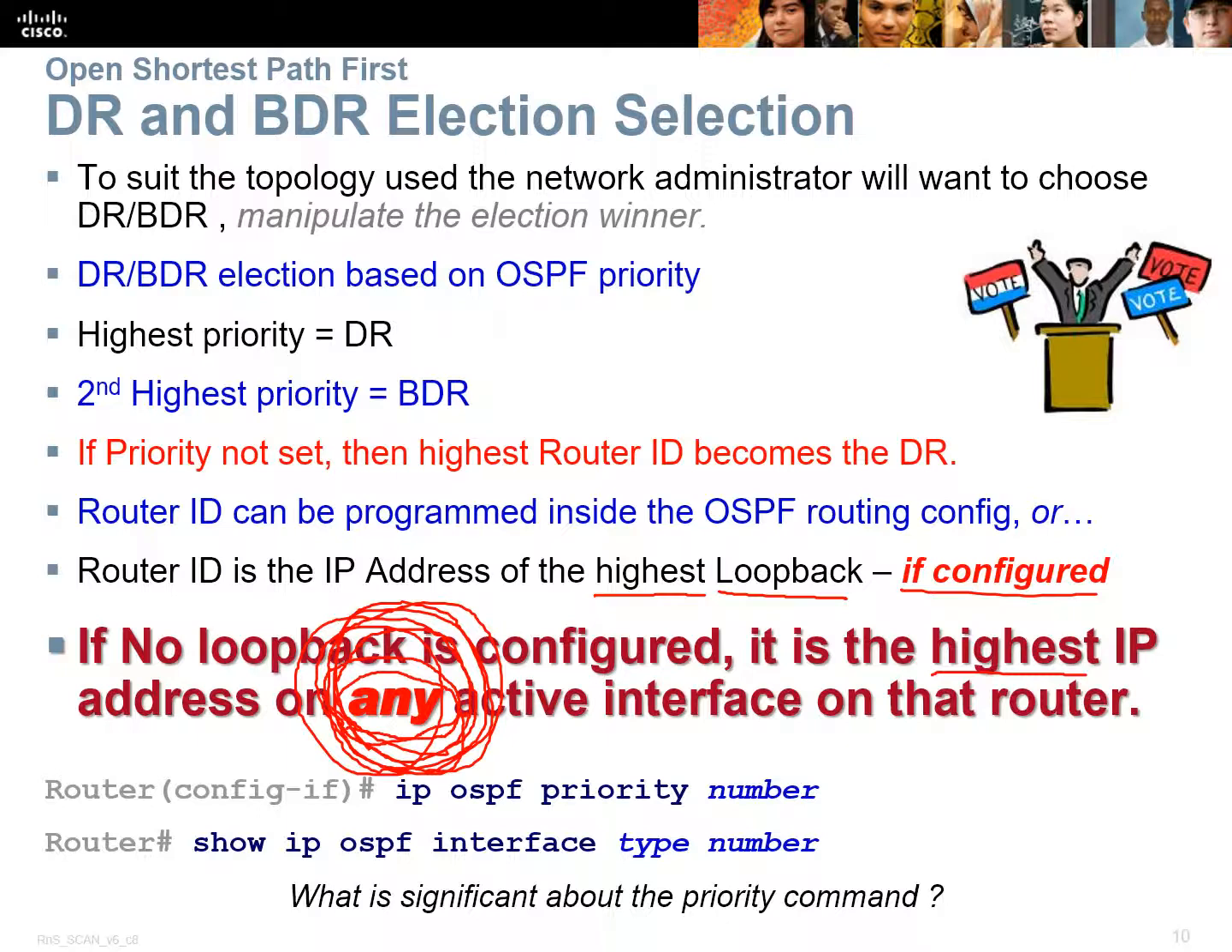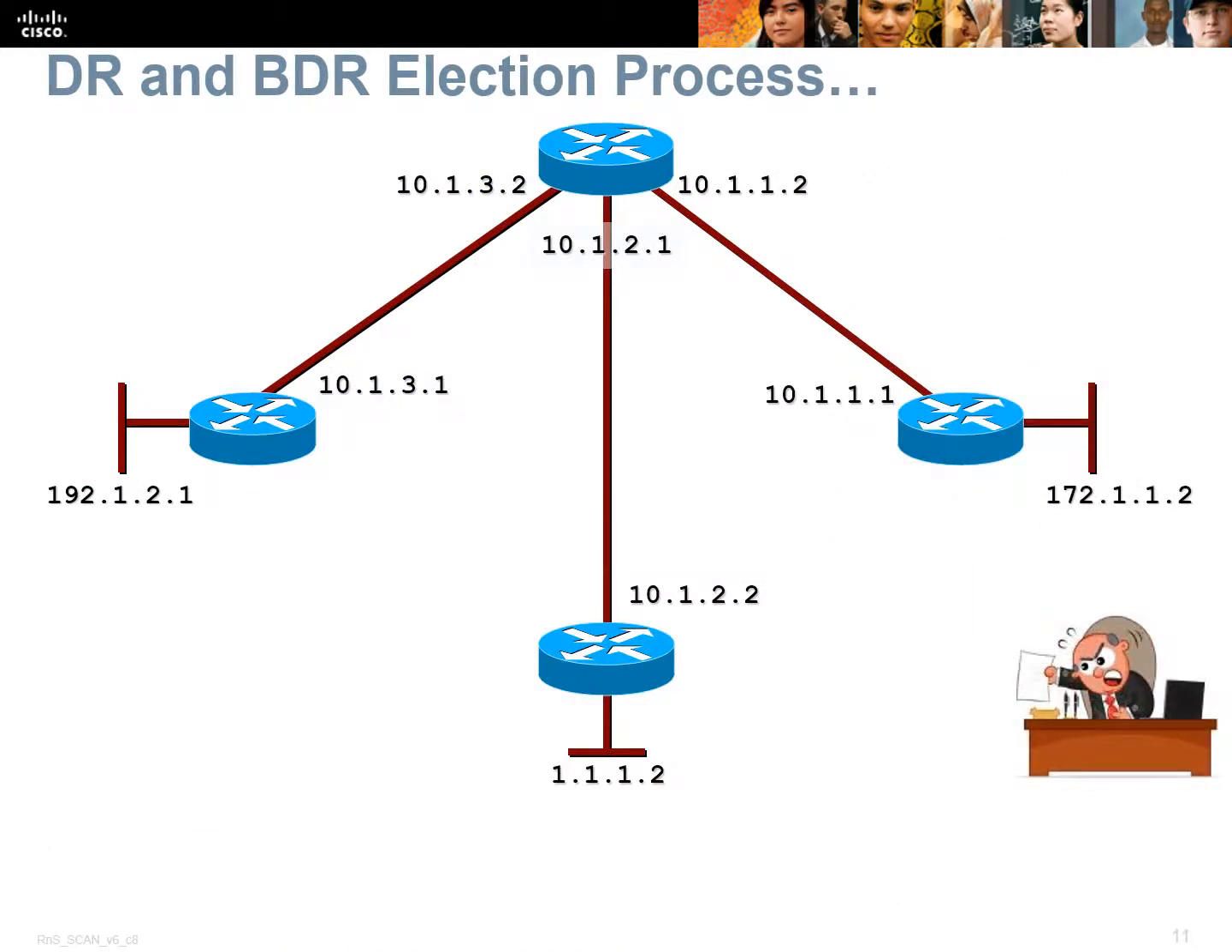So, if you want to find out what is going on your interface, show IP OSPF interface and the interface number. And I've already talked about the significance of the priority command. So let's see who was paying attention on the previous slide.